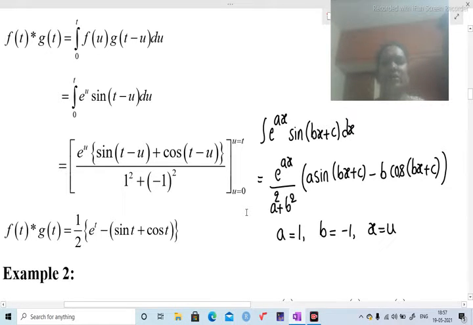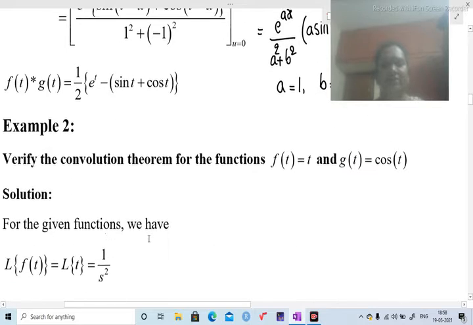Now I am going to substitute lower limit 0. E power 0 is 1. Sin of t minus 0 is t. That's why I am going to get sin t here. Cos of t minus 0 is cos t here. This is the convolution of given functions f of t and g of t.